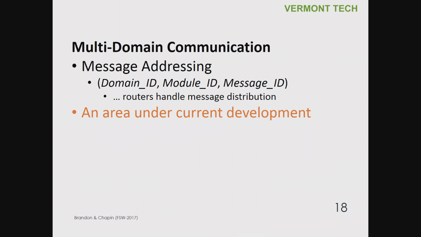So this also means that our messages end up with these triples for addresses. The message goes to a certain domain given by a domain ID, and a certain module within that domain. Module IDs are scoped by the domain, so module 1 in one domain is different than module 1 in another domain, and each module knows about a certain collection of messages. So the addressing becomes sort of like that.